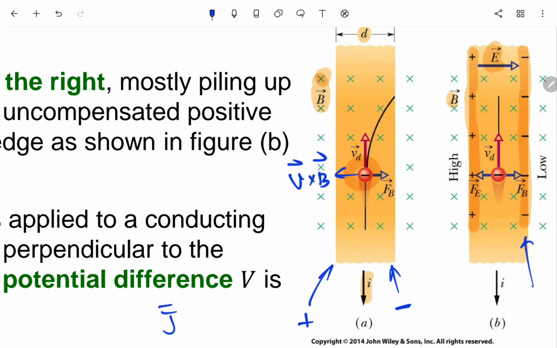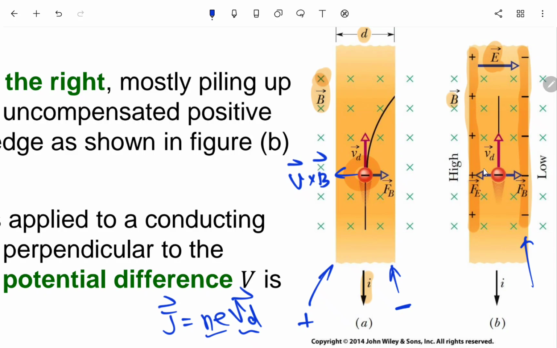If you still remember, J equals NeVd. Okay, and J is proportional to I. If we don't change the I, the J doesn't change, and then this is a constant, so Vd will be a constant. So if Vd is a constant and the B field doesn't change, Fb should be a constant over the whole experiment. Okay, so Fb doesn't change. Fe, starting from 0, becomes stronger and stronger. So when this negative charge is large enough, Fe will become large enough to be equal to Fb.